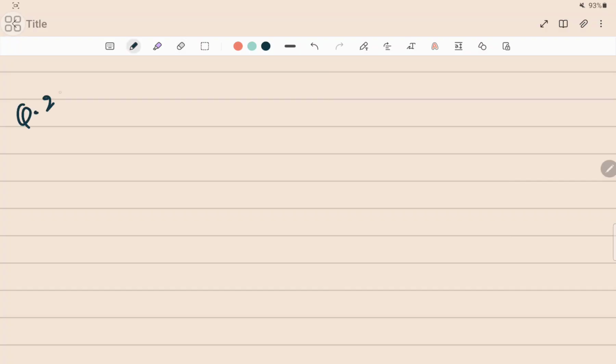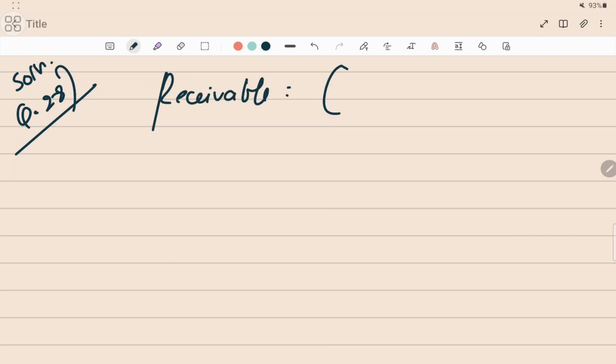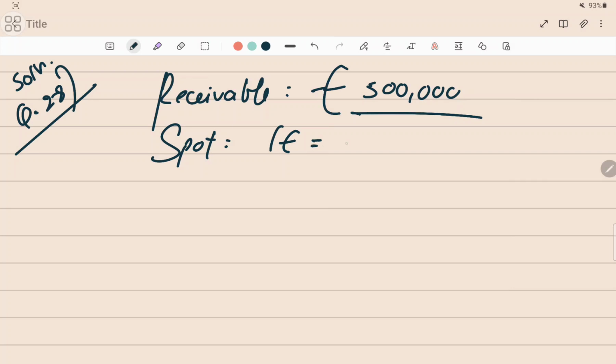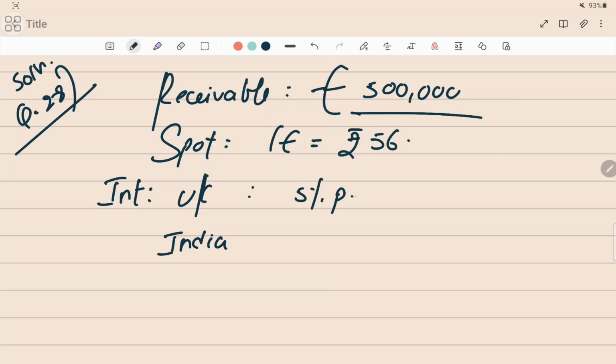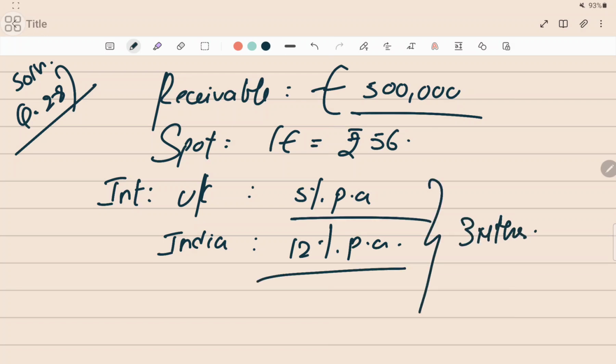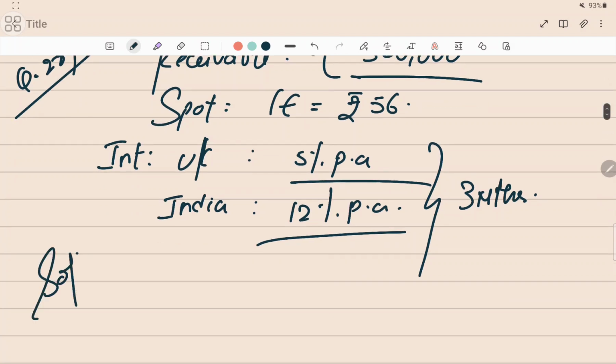Okay, so question 28, solution. Let me write down everything that I have. Receivable, pound 5 lakh. Spot is 1 pound is equal to rupee 56, and interest rate is in UK and in India. UK is 5% per annum and this is 12% per annum, and the period is 3 months. So the solution starts here now.